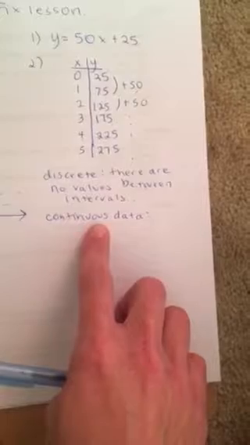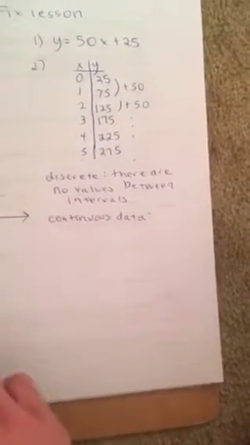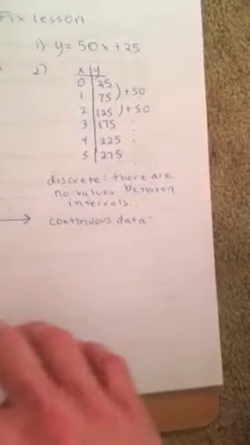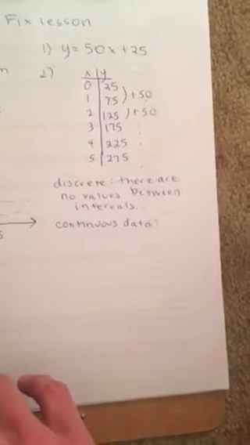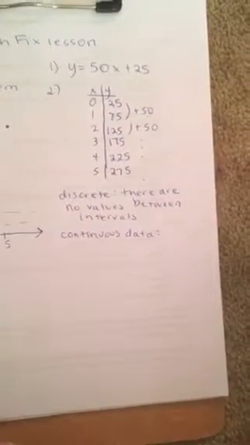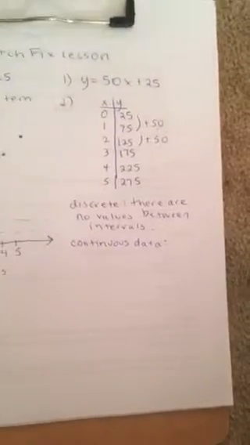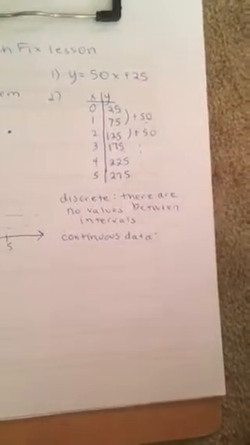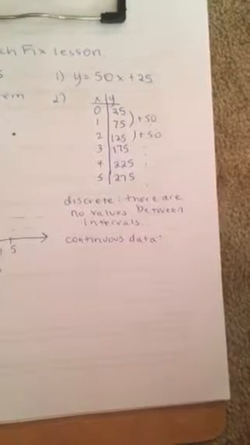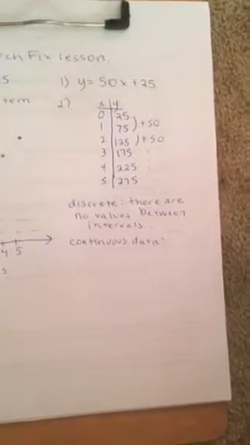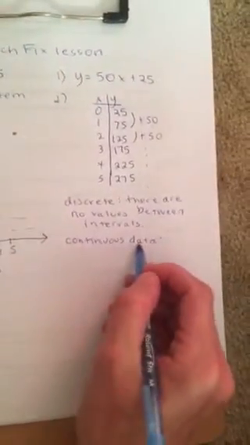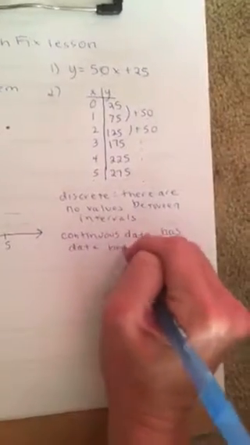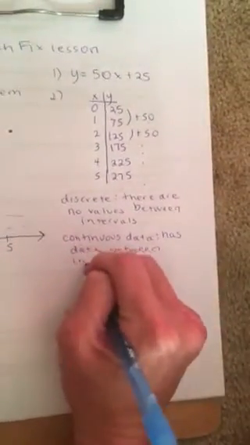And continuous data tends to be data that is like time. If you're running over time, you're always going to have a distance. 3.2 seconds into your run, you're still going to have a distance, right? You can measure into minuscule amounts. Height, right? When you're growing, your height is also representative of continuous data because you're not growing in intervals, you're growing continuously, right? So continuous data has data between interval points.